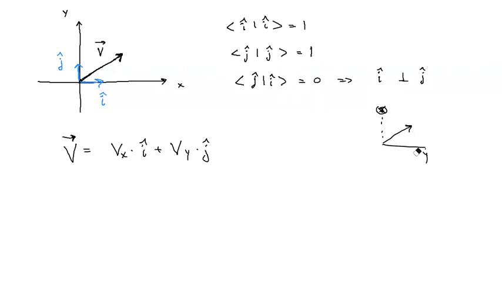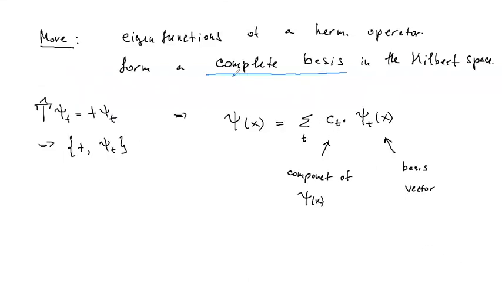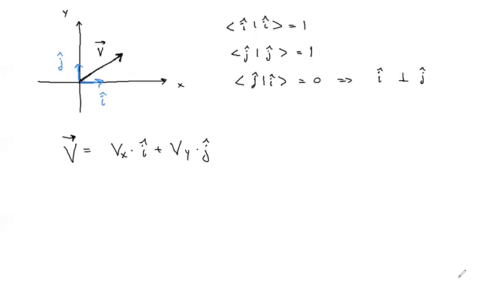So the statement on the previous page was that eigenfunctions of a Hermitian operator form a complete basis. That means any state you can present as a superposition of the eigenfunctions of this operator T. Okay, so let's say I can do this. It means that my basis is complete. How can you find Vx?